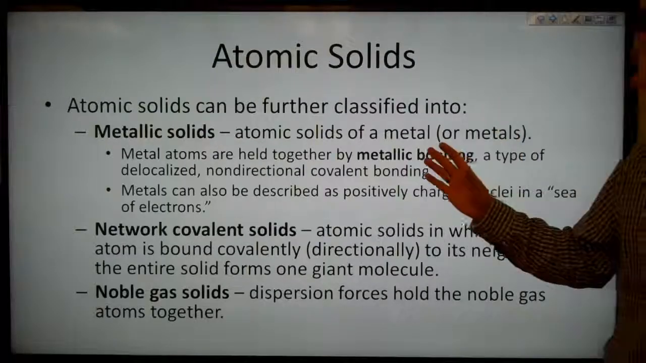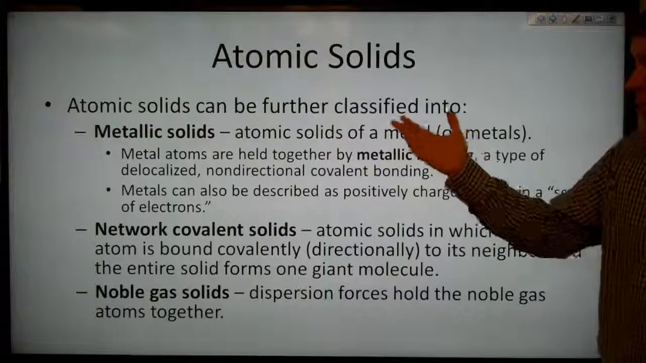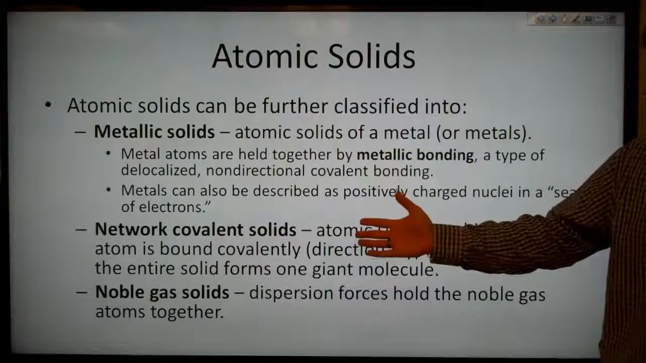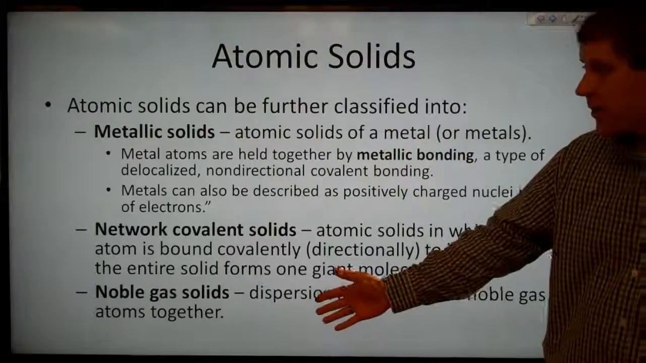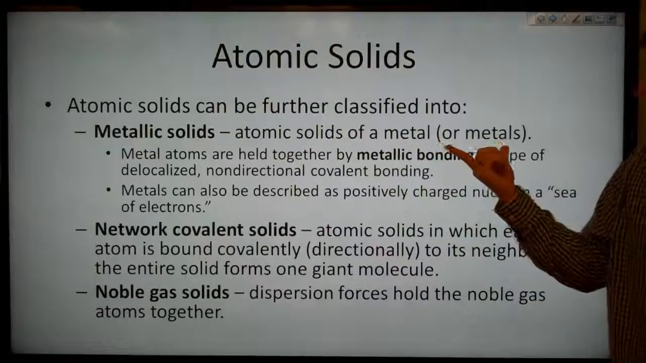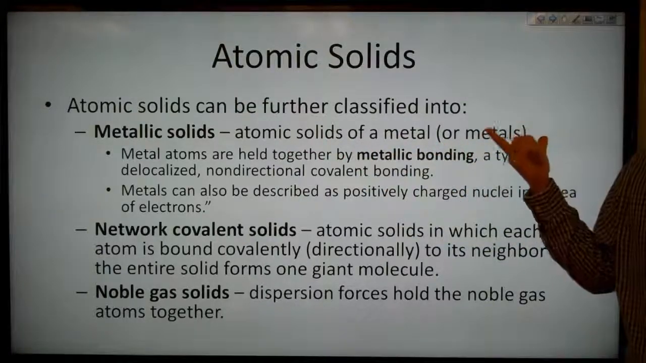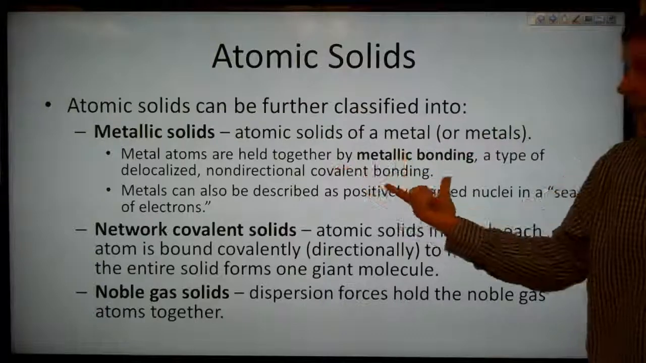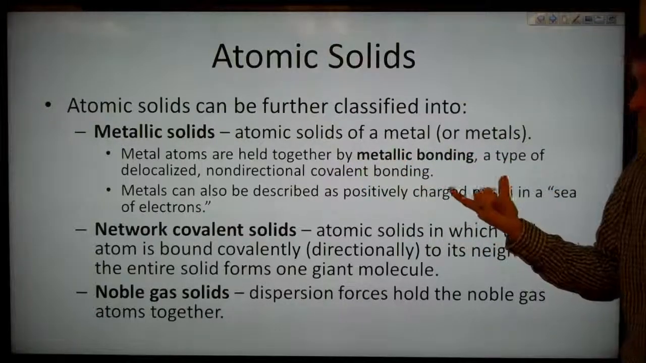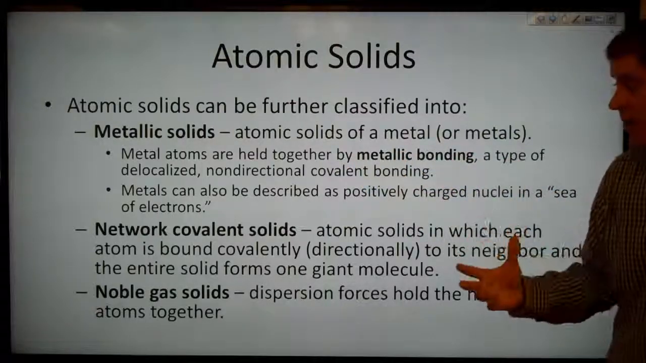So atomic solids can further be classified into metallic solids, network covalent solids, and noble gas solids. So the metallic solids are atomic solids of a metal or metals, maybe an alloy. Metal atoms are held together by metallic bonding, which is a type of delocalized, non-directional covalent bonding.